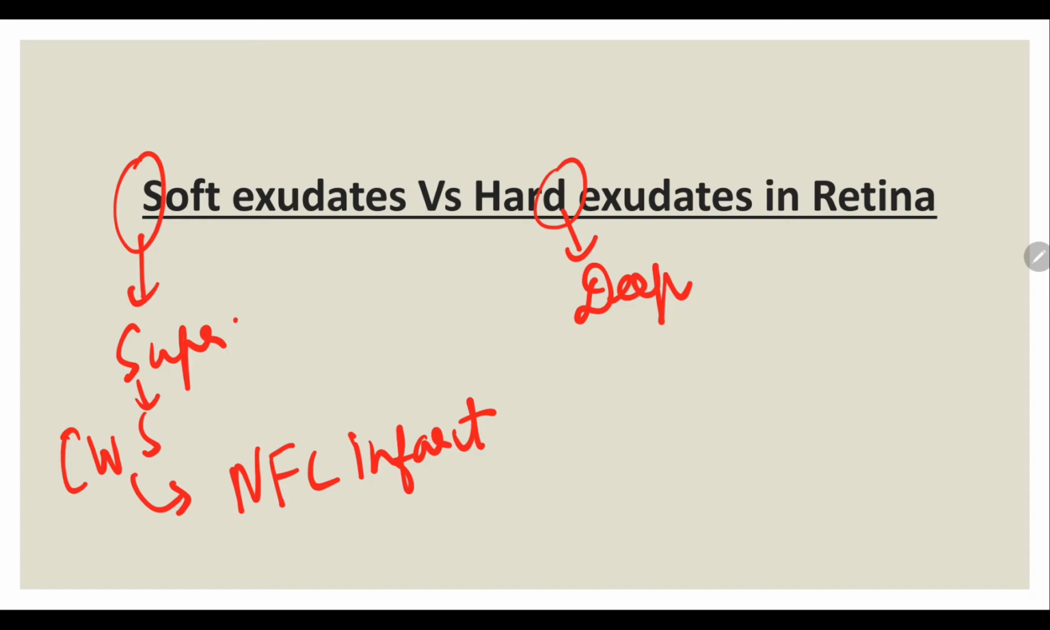Basically here what is happening is the lipids are getting deposited from the exudate, and that results in hard exudate. This hard exudate has a clear-cut border compared to the soft exudate, which is very soft, and it does not have any demarcated borders.